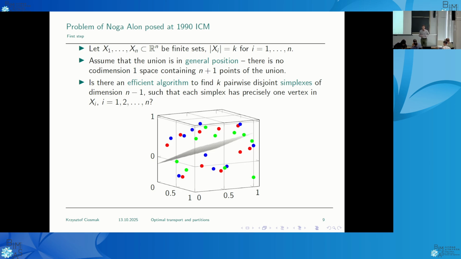And then we inductively continue until we arrive at convex cells, each containing exactly one red, blue, and green point. And these points are then joined together by a triangle. And these triangles are then disjoint because the cells were disjoint.